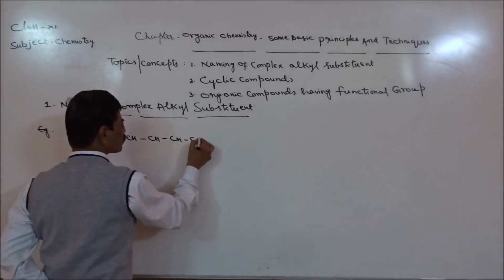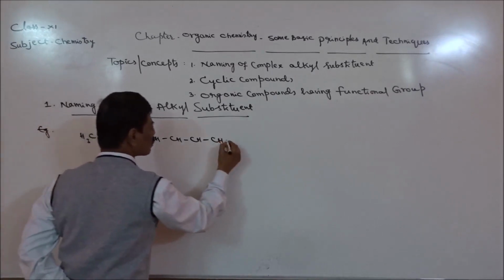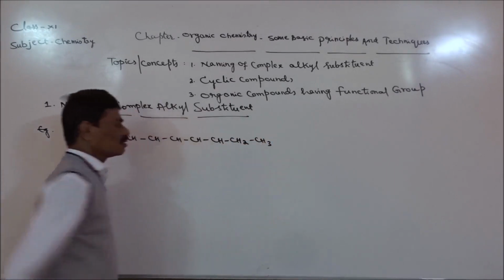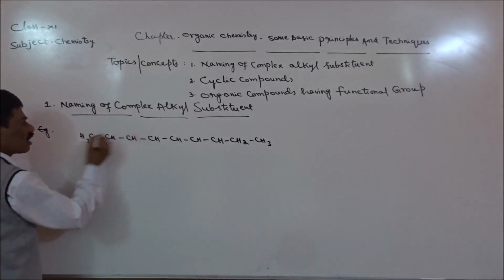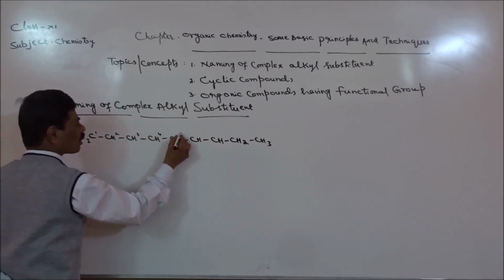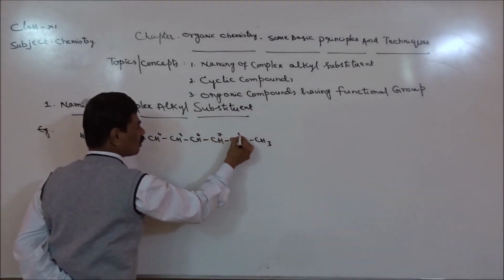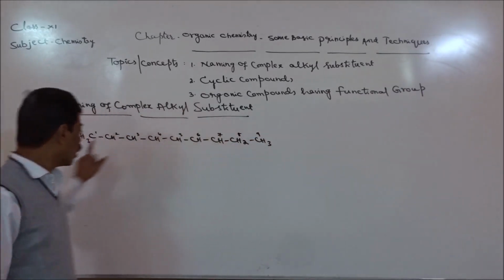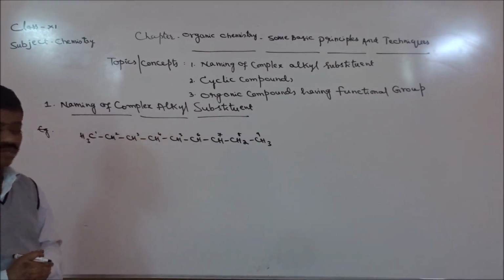the hydrocarbon part of the long chain like this: 1, 2, 3, 4, 5, 6, 7, 8, 9. Right. Numbering can be given in any direction. If it is given in this direction, then it will be 1, 2, 3, 4, 5, 6, 7, 8, 9. See, first and ninth carbon atoms are terminal carbon atoms. So they should always have 3 hydrogen atoms connected to them.